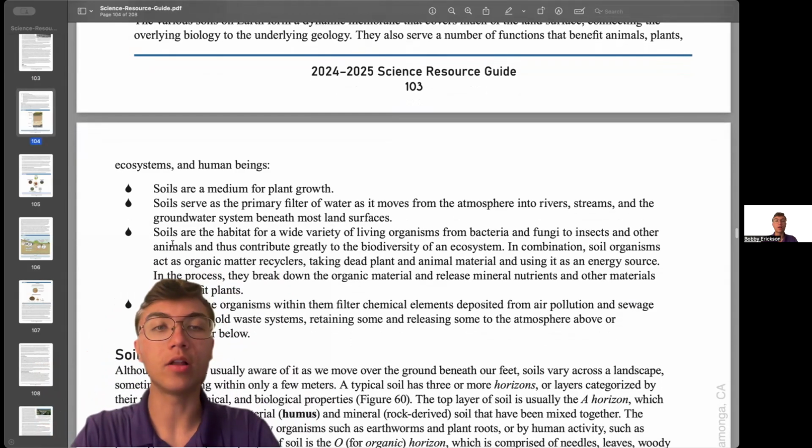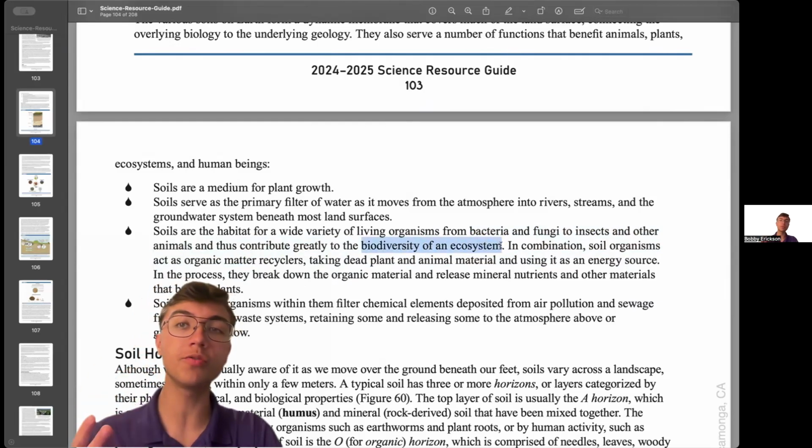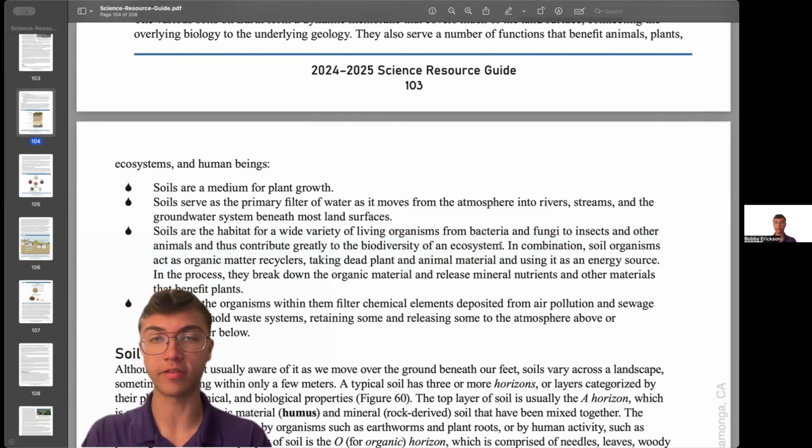Then we have a lot of different living organisms that can be in soil, including bacteria and fungi and insects and other animals and such. And these actually contribute a lot to the biodiversity of the ecosystem. Remember, in section 2, we talked a lot about biodiversity and how this is very important for an ecosystem.